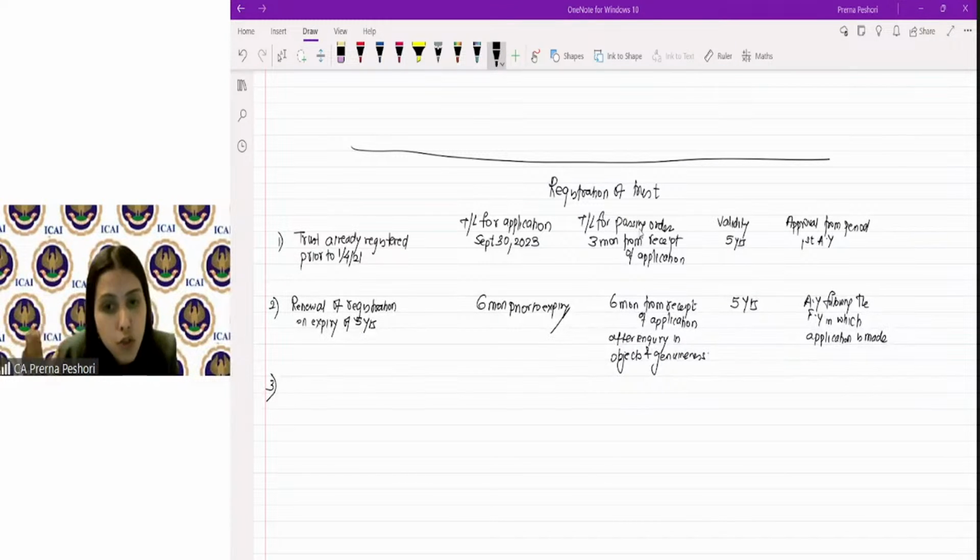So provisional registration is given for 3 years. After that, you apply for the final registration. However, now what they have done is, for the trusts which have not commenced any activities, they are first required to go for the provisional registration. And for the trusts which have already commenced their activity but have not claimed any exemption, they can directly go for the final registration. Are we getting that?